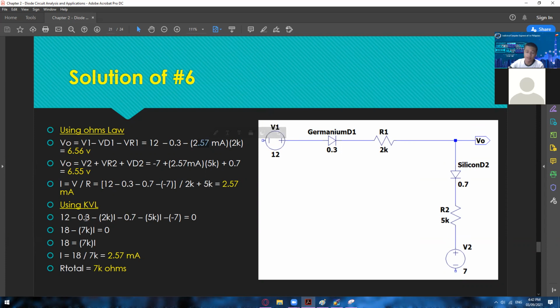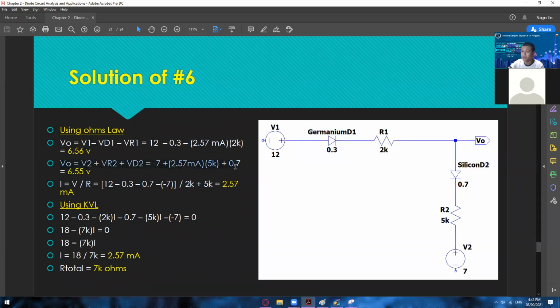So you can use KVL. Just have a loop right here. So this one is connected to this point right here, so they are in closed circuit. So 12 minus 0.3 minus 2k times I minus 0.7 minus 5k times I minus -7. Then just simplify everything, and you will get 2.57 milliamp. Then substitute it right here, and this is the value you will get on the upper part.